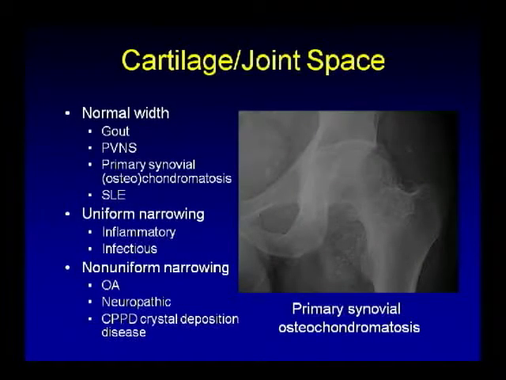Okay, what about the joint space in the cartilage? Well, there are some arthropathies that just have normal width for the most part, not always. None of these things are always, but we think about gout having a normal width, pigmented villonodular synovitis, primary synovial osteochondromatosis, and lupus. Those are the ones we think about most.